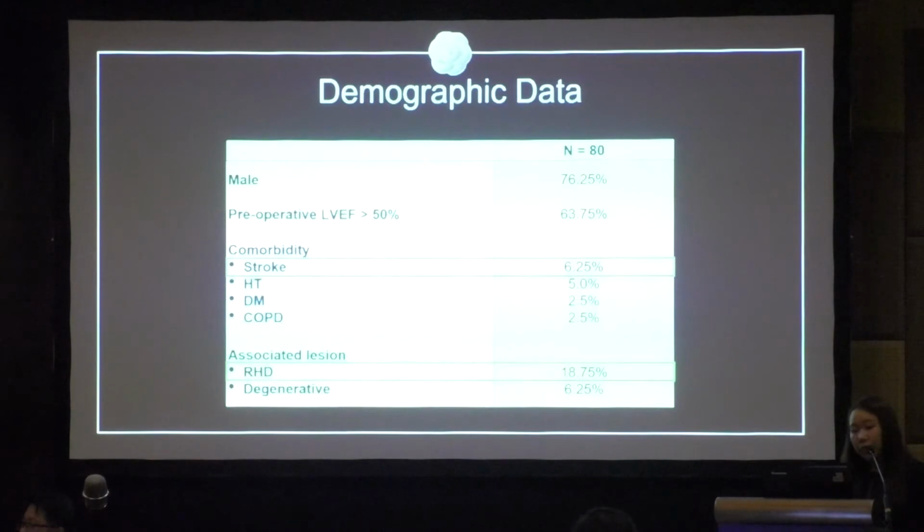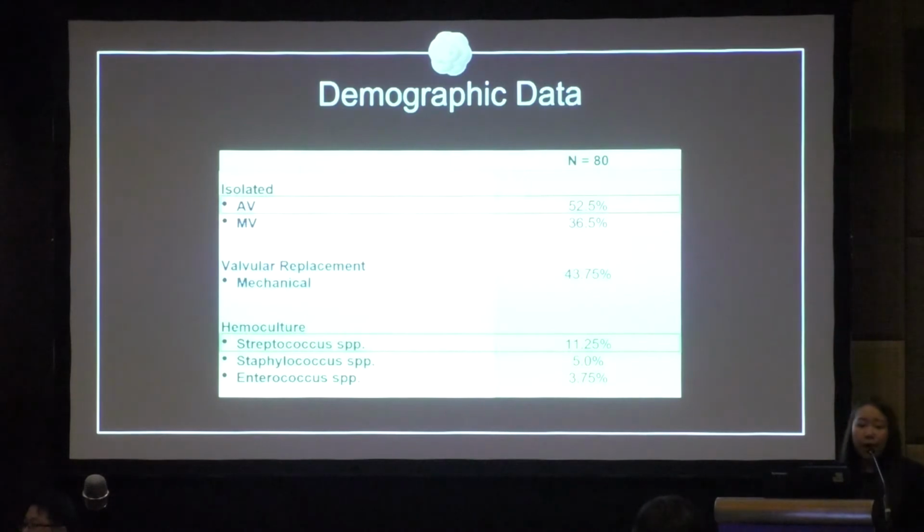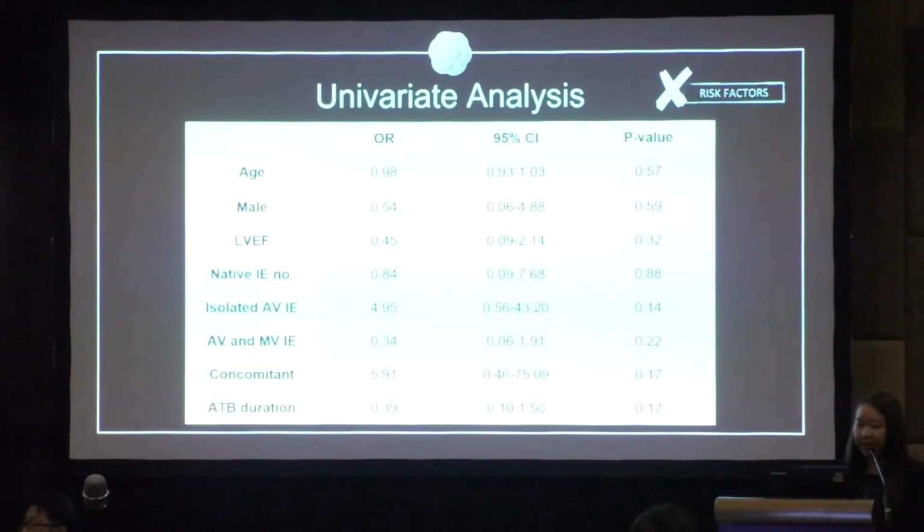Most of my patients were male, and they had a really good ejection fraction at the start, more than 50%. The comorbidity was predominantly stroke, and the associated lesion was rheumatic heart disease in around 18. The isolated valve most involved was the aortic valve, and the valve replacement was mechanical or tissue, quite equally. For hemoculture, the number one organism was Streptococcus species, around 11%.